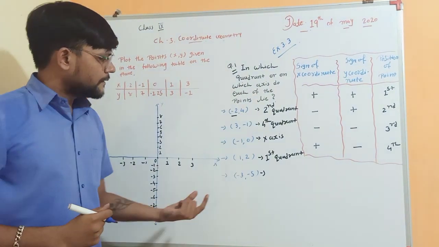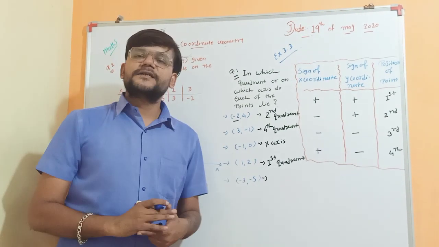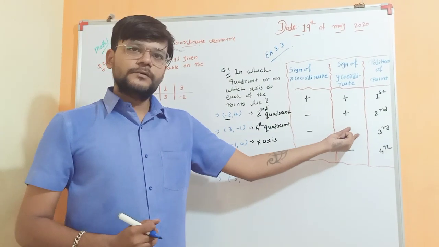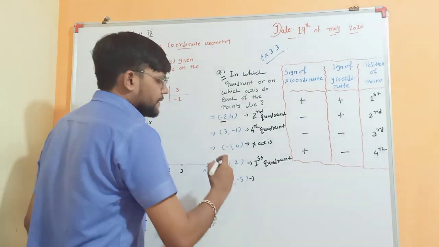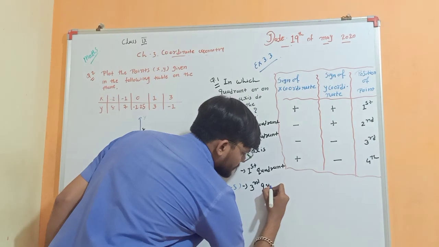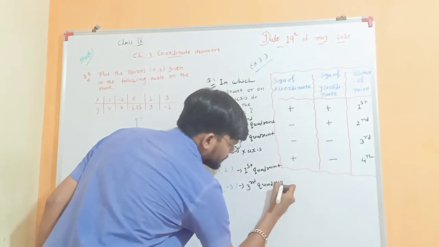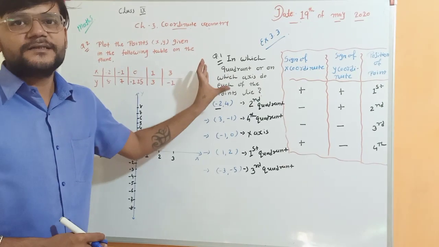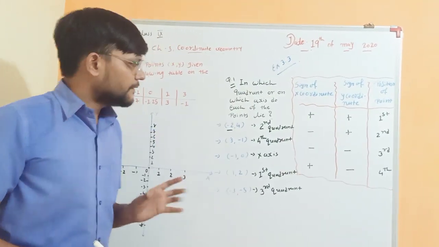And last, minus 3 and minus 5. So here the signs of both coordinates are negative, right? So it should lie in the third quadrant. Now student, you also have to locate these points on the graph paper, right?